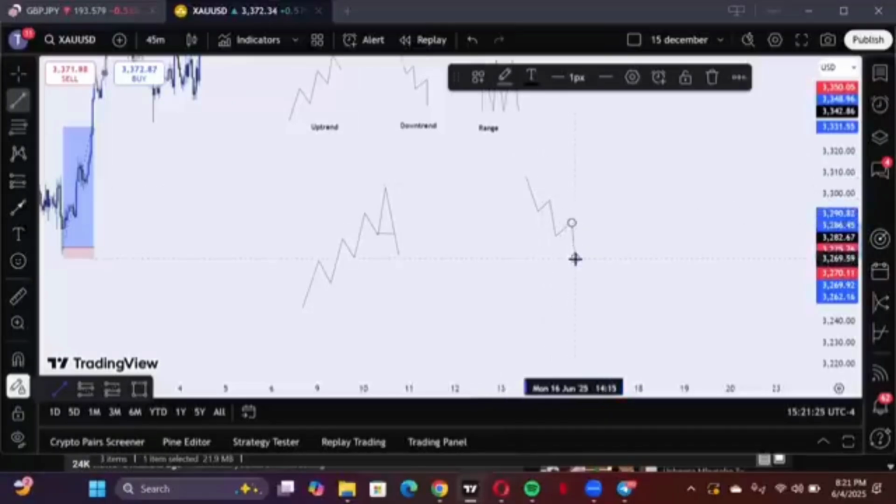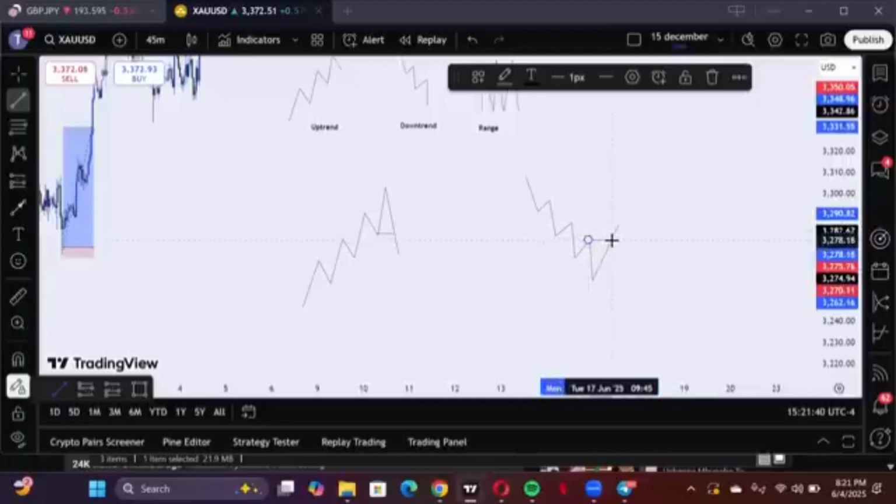So if market continues this downtrend, lower highs, lower lows, lower highs, lower lows, and it comes, instead of making another lower high to continue the lower low, it takes out the last high here. This means that a market structure shift just occurred.